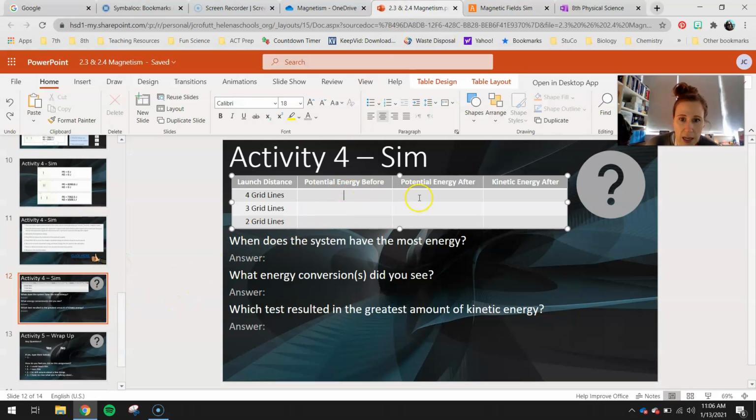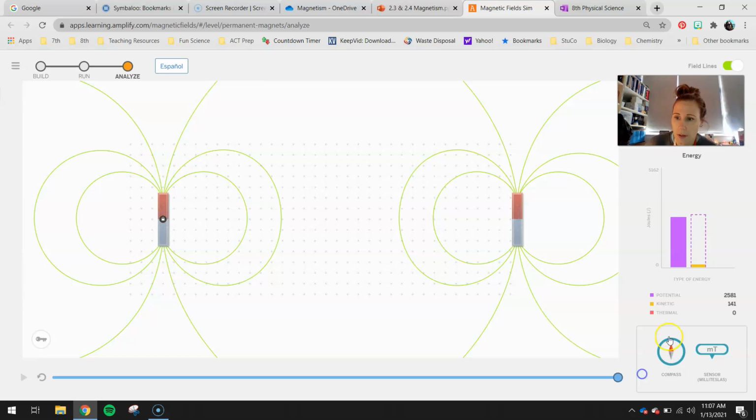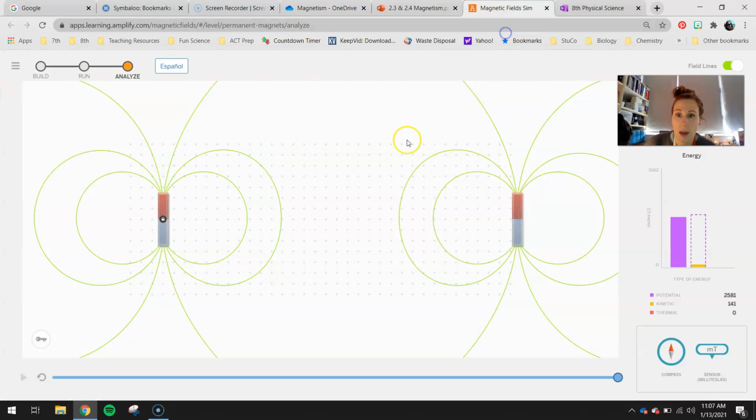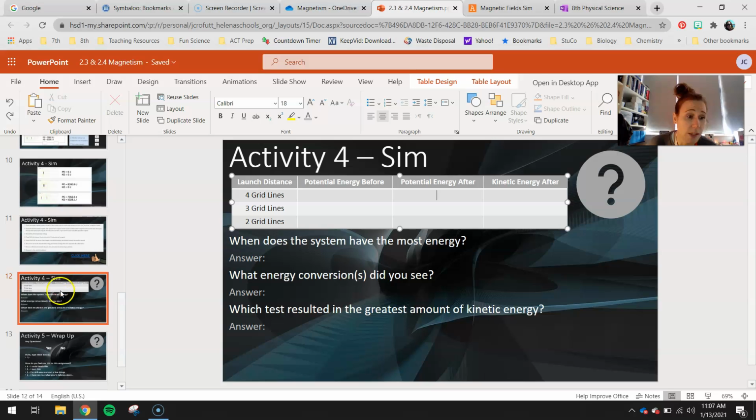And then again, potential energy after. So at the end of this, we can drag clear to the end of our launch. After we had 2,581. And then our kinetic energy was 141. So you'd put in the 2,000 number right there, and then 141 right there. Now you're going to move them one step closer, go back to build, and we're going to do 3 grid lines, or grid points apart, okay? You're going to do the same thing for that, and then the same thing for 2 grid lines apart, and you're going to run and analyze, test those, and record your data, and then answer these 3 questions.